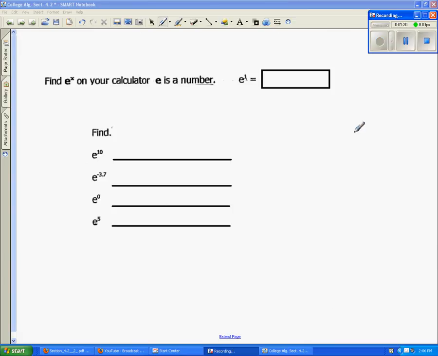Next, we're exploring the number e. We have e on our calculator, so if you can find it, when you put e to the first power in, you are going to get 2.718. That's approximately what e equals.